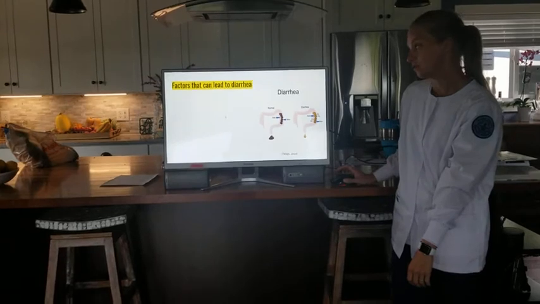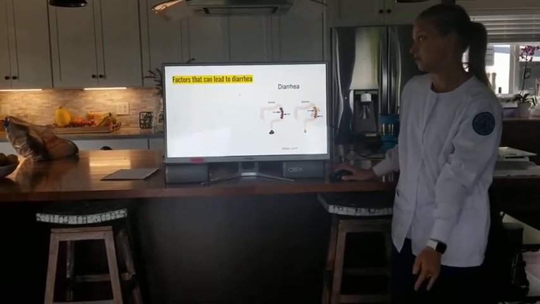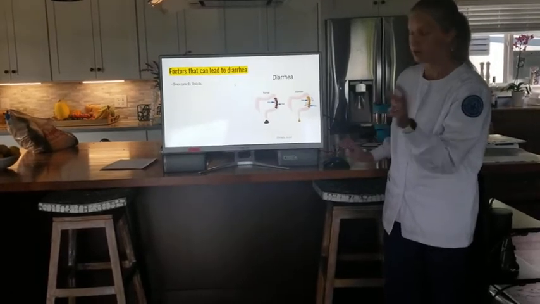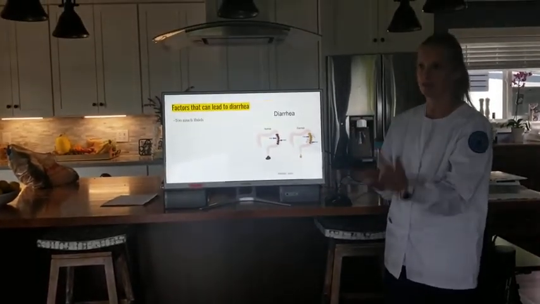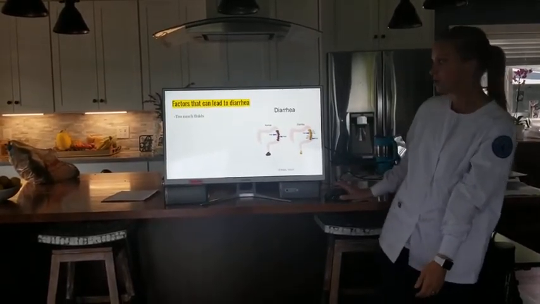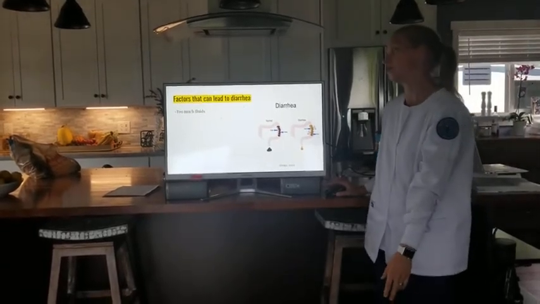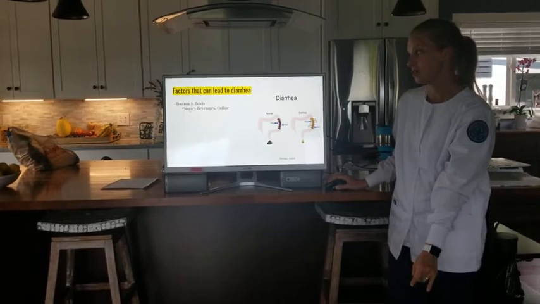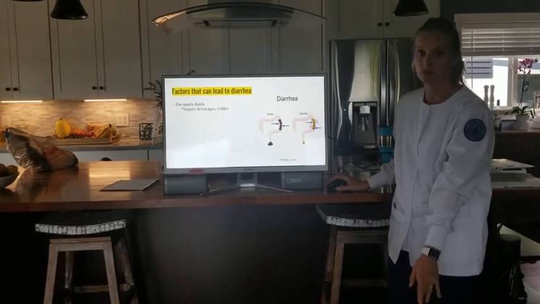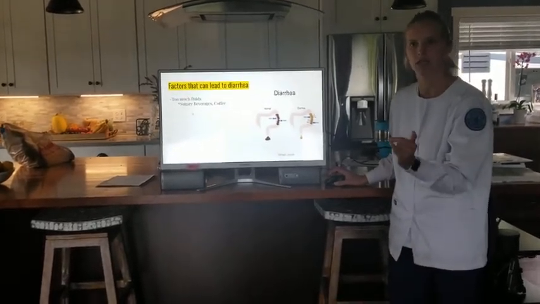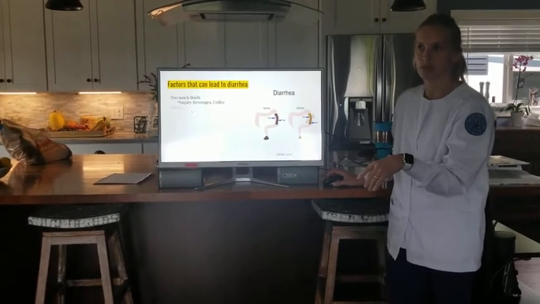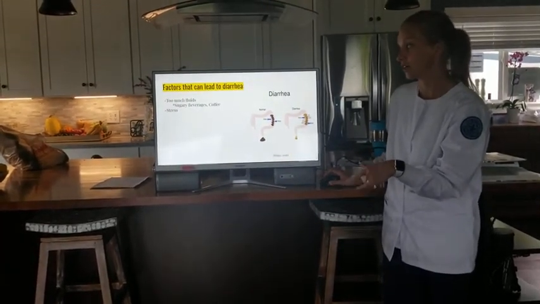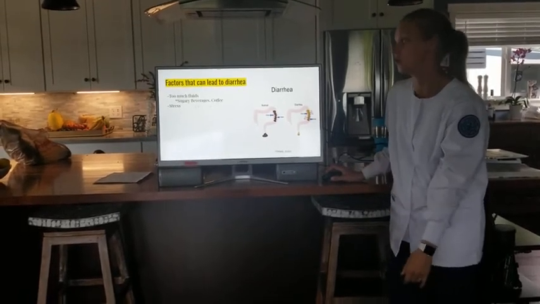So factors that can lead to diarrhea. And diarrhea is loose stools that abnormally get passed through your body quickly. So too much fluid, if you're too hydrated. But a big one is coffee, which can have a laxative effect on people. And too many sugary beverages can lead to diarrhea. So that's a patient education.